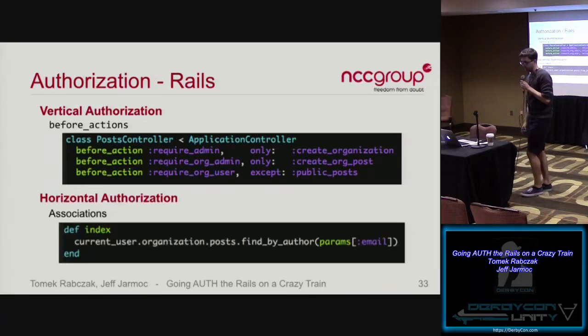So for horizontal authorization, this tends to get implemented with the use of associations. So we had the notion of a current user object in Devise, and then what you're going to do here is say, okay, for the current user, let's get their organization, get all the posts within that organization, and then do our lookup methods on that. So what that does is it pretty much keeps the subset of data that's going to get queried to things that belong to that user.